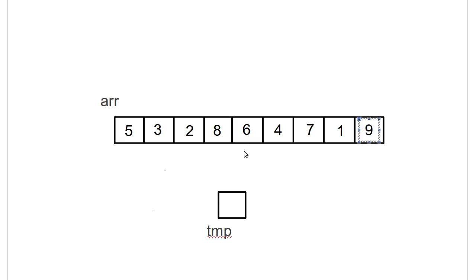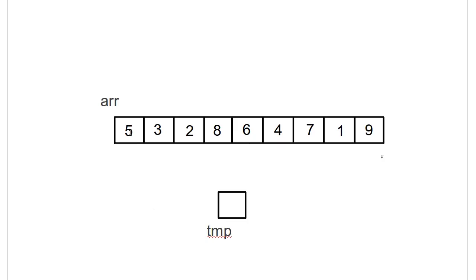And we've now finished our first pass through the array. Something to notice: when we are done, we are absolutely guaranteed that the largest element is here at the end. So in a way, this part of our array is now sorted. The next time I go through, I don't need to consider the 9. I know it's in the right place.